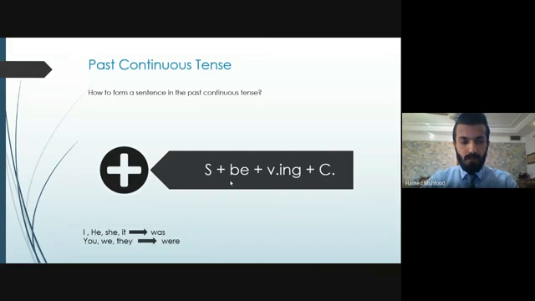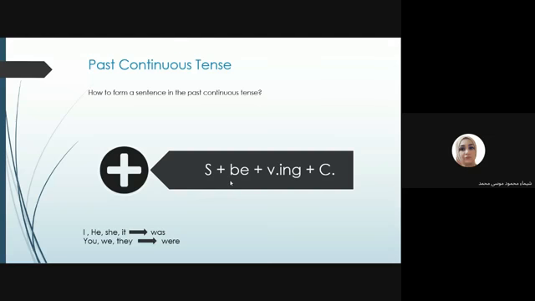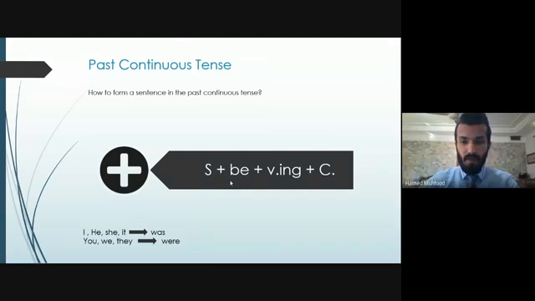شيماء محمود. I was living in Paris. Okay, that's right. I, subject, was, verb be, living, main verb of the sentence with an ing ending. In Paris, this is the complement. Okay, thank you. I was living in Paris.